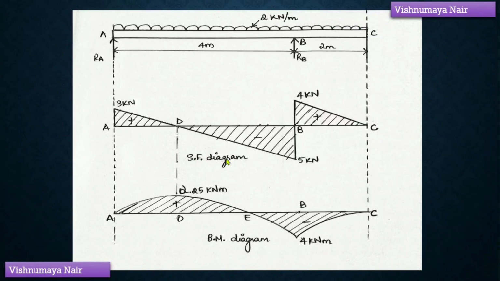In the shear force diagram, you can clearly see that at the point D, shear force has become equal to 0 on changing its sign from positive to negative. And at this point, the bending moment is maximum. This point E is known as the point of contraflexure, where the bending moment has become equal to 0 on changing its sign from positive to negative.